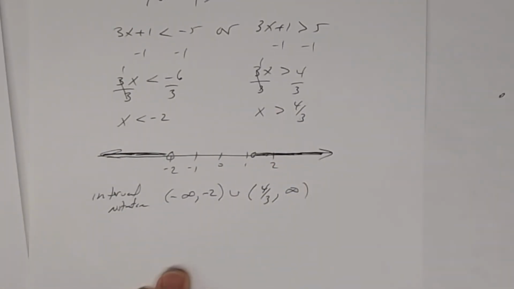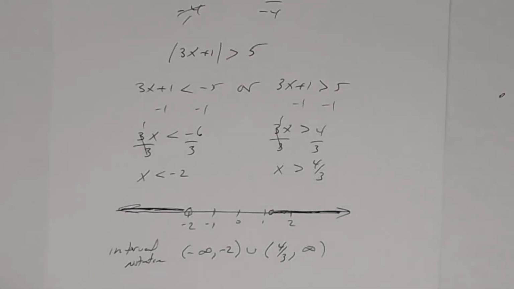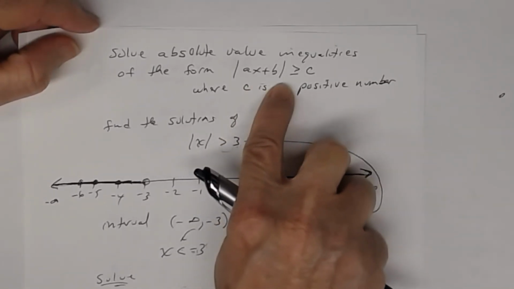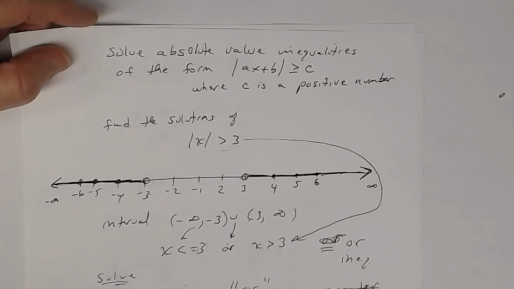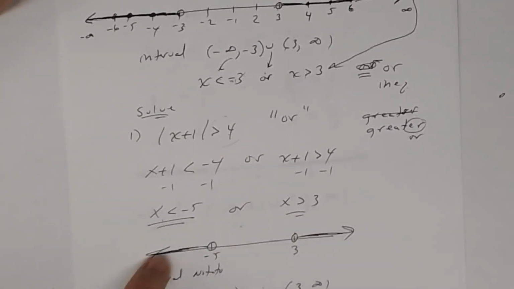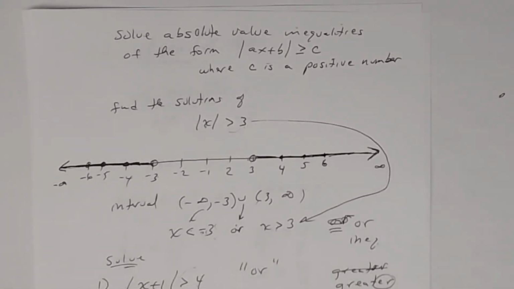Okay? All right, so that is how you are going to solve an absolute value greater than inequality. You're going to write it as an or statement. You're going to split it apart as an or statement. All right, and so that is the end of this lesson.